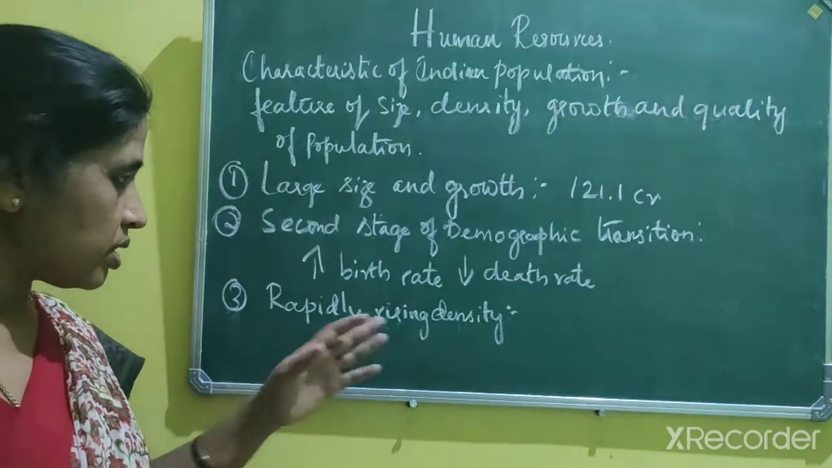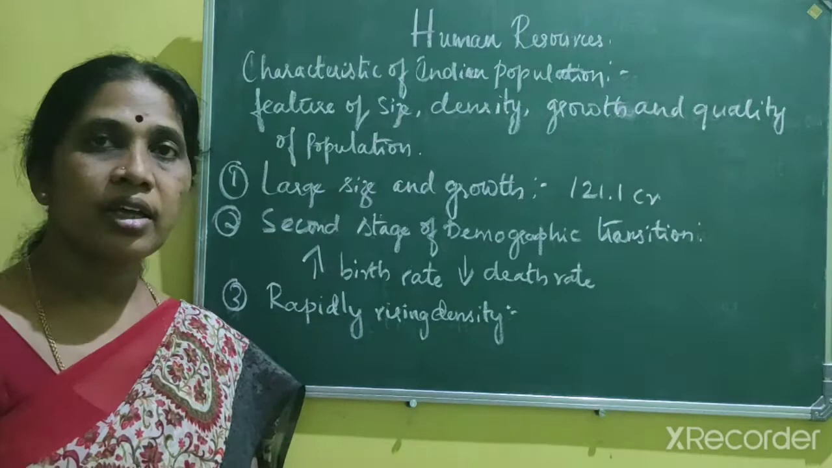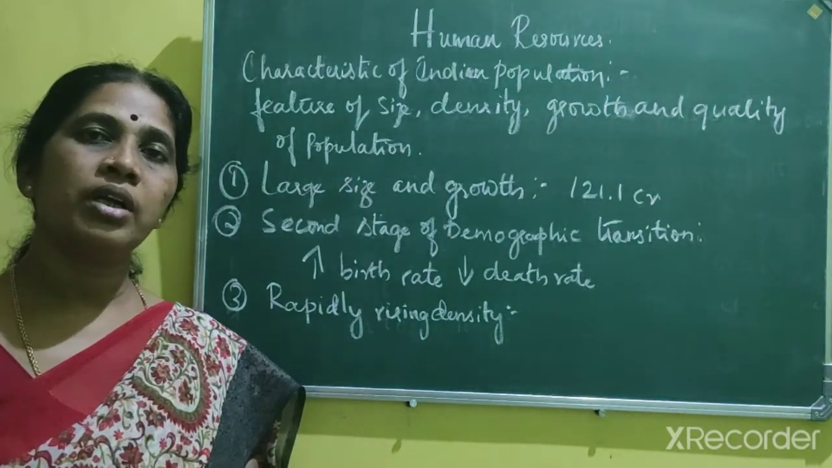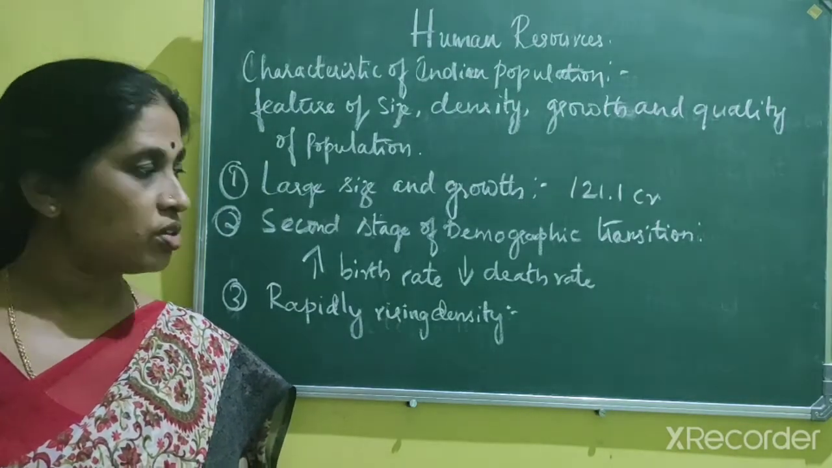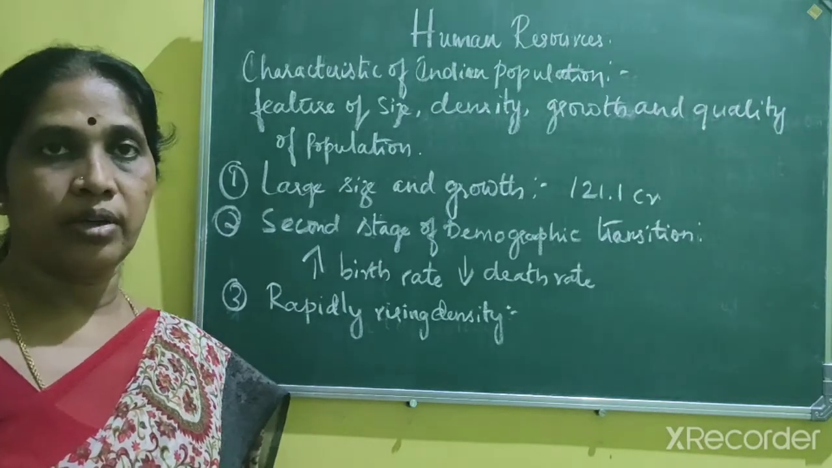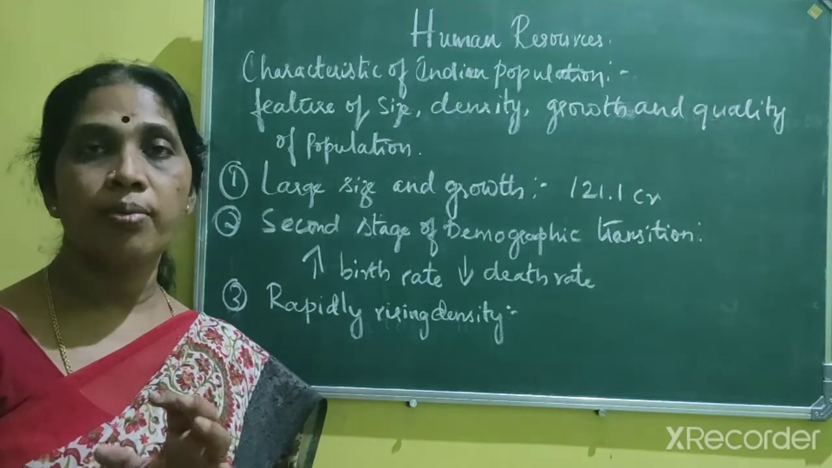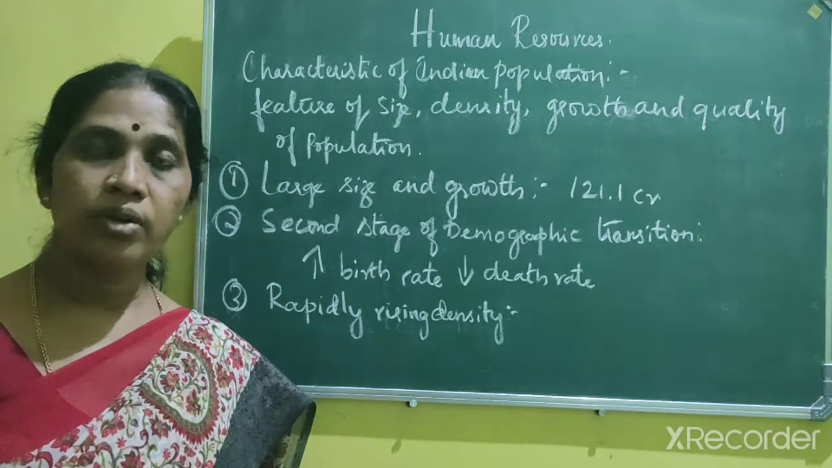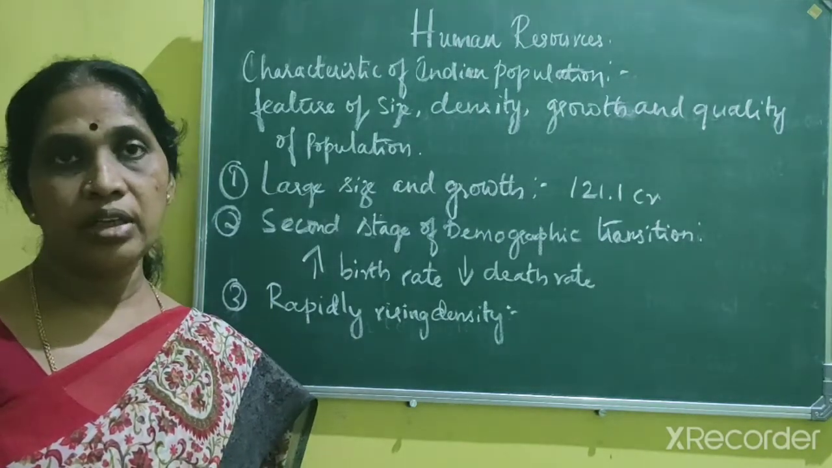So India's density is rising very rapidly, that means very high. It is said that India is one of the most densely populated countries in the world, and according to the 2011 census, the density of population of India is 382 persons per square kilometer. This makes India one of the most densely populated countries of the world, and this will adversely affect the land.